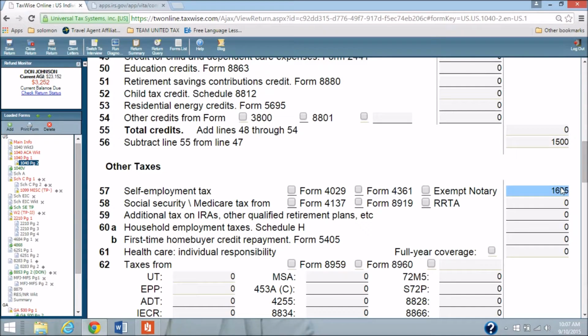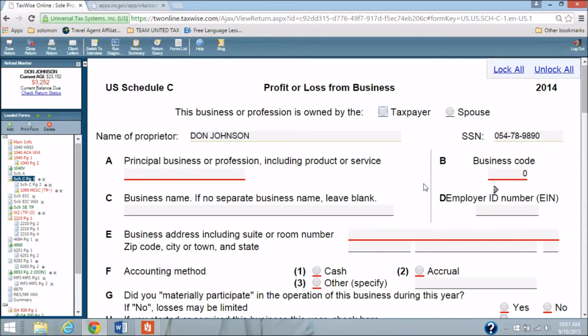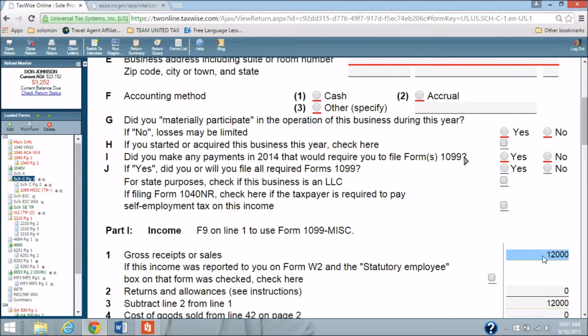In this case, this individual had a Schedule C on his tax return. So it's showing self-employment tax. This is more money that he would owe. Anytime you do a Schedule C, here we go, I'm going to click on this Schedule C in the forms tree. Anytime you do one of these Schedule Cs, which is profit or loss from business, and you put an amount here, it's going to calculate a tax. If you're reporting money, you're going to have to pay taxes on it.